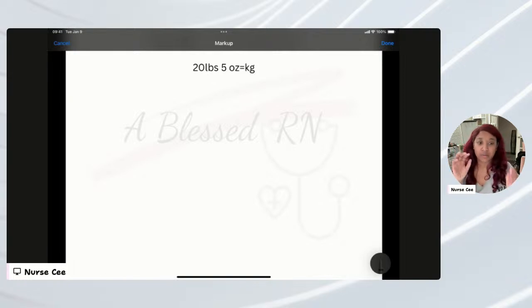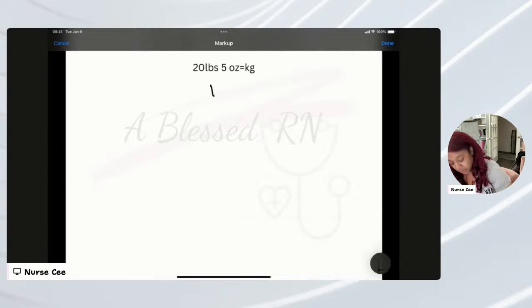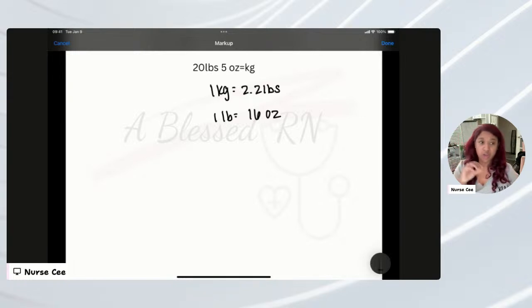So 1 pound equals... 1 kg equals 2.2 pounds. I was like, wait a minute, this doesn't look right. 1 kg equals 2.2 pounds. And then we also know that 1 pound equals 16 ounces. Those two conversions you must know as well.